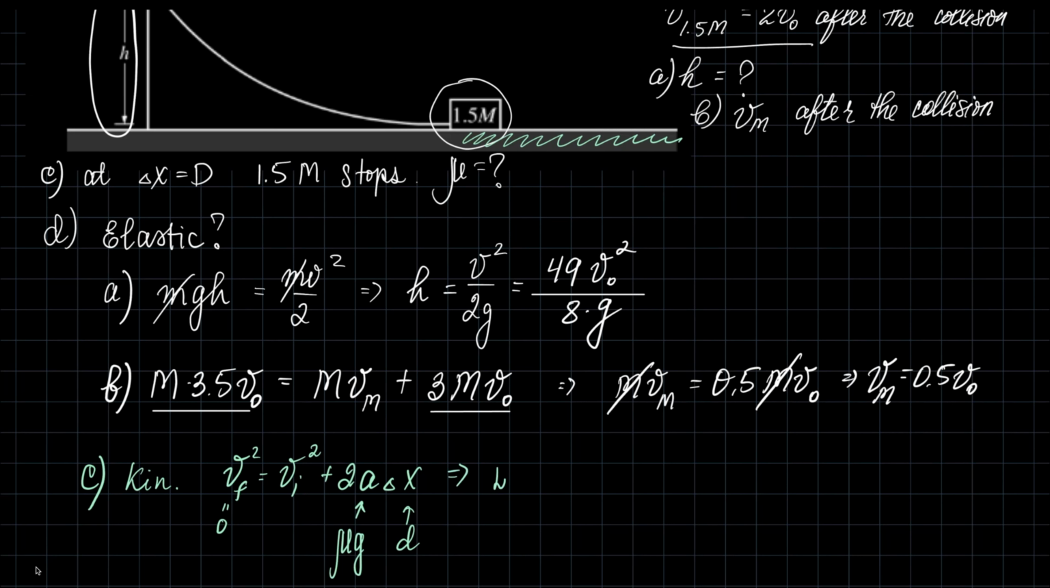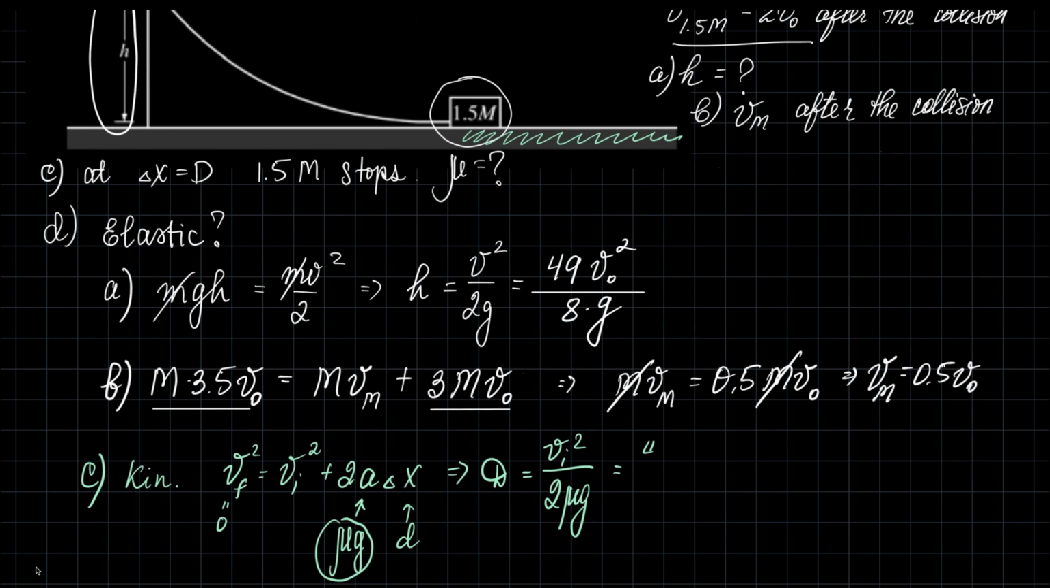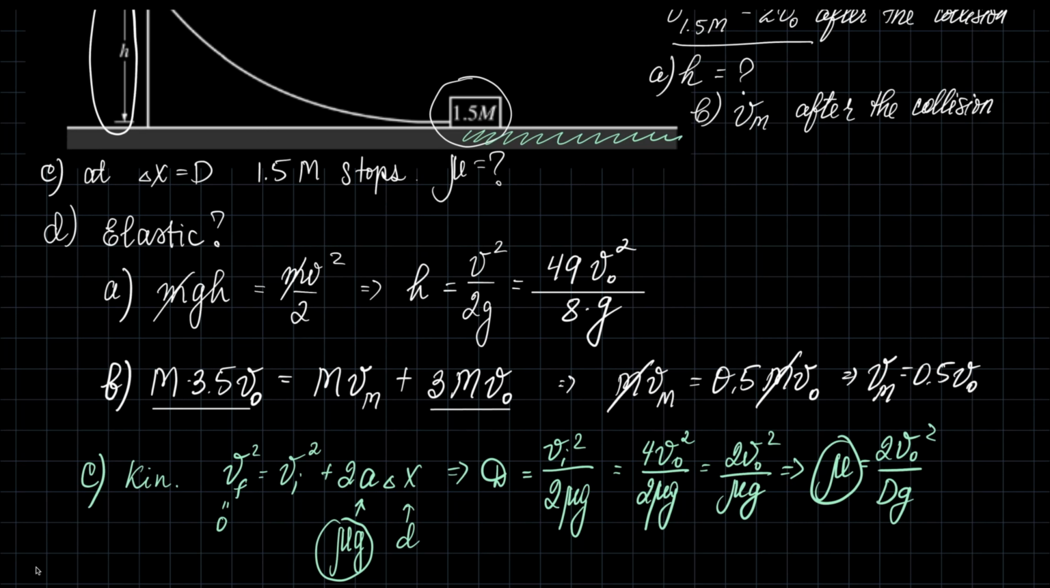So from there, d should be equal to, this is going to be a negative acceleration, v initial squared divided by 2 mu g, and v initial for the big one was just 2 v0. So it's going to be 4 v0 squared divided by 2 mu g. Mu is going to be 2 v0 squared divided by dg. There you go. We answered the question about mu.